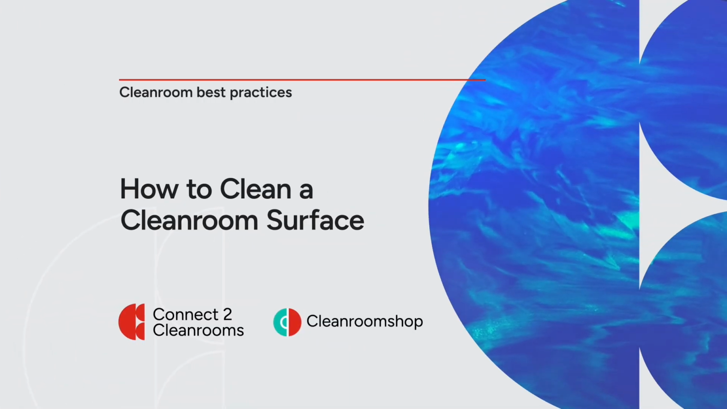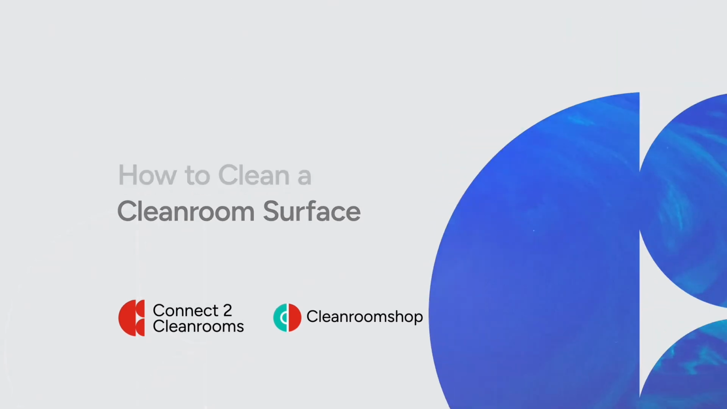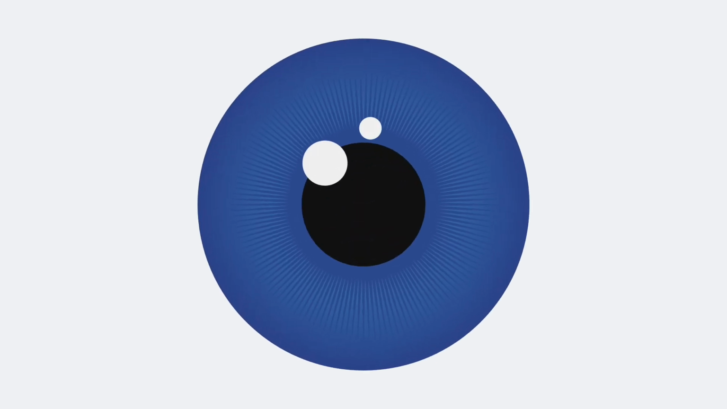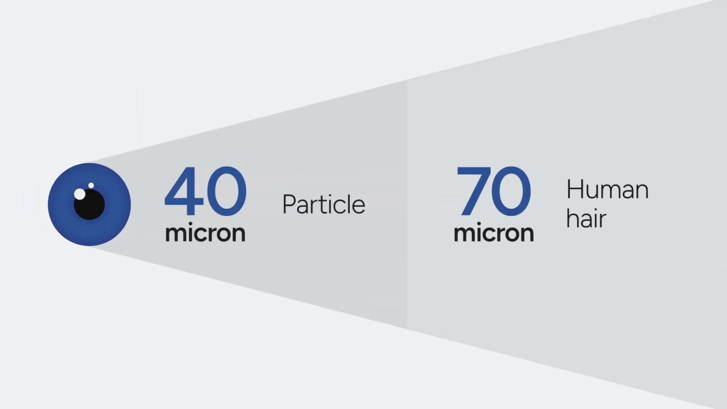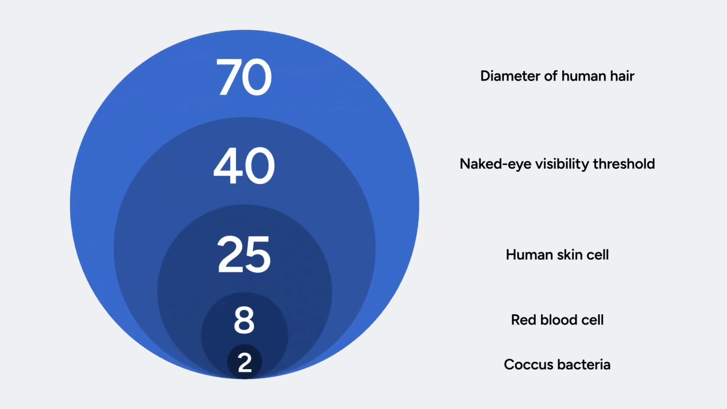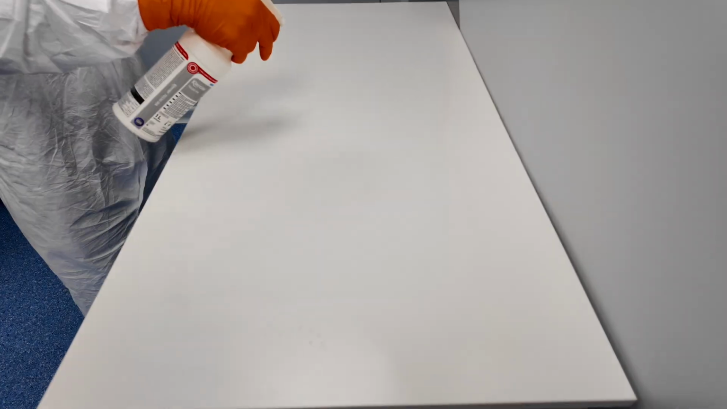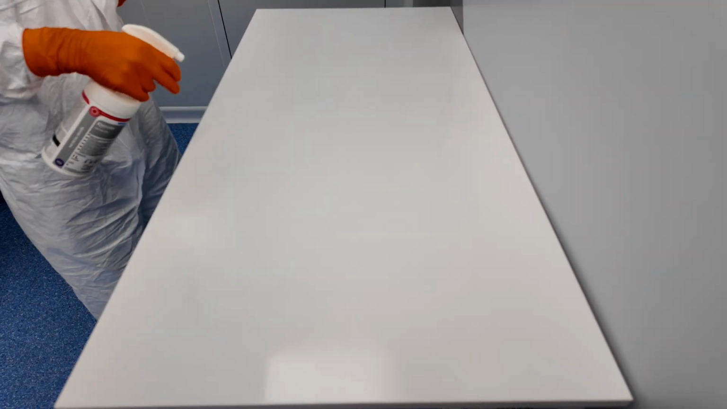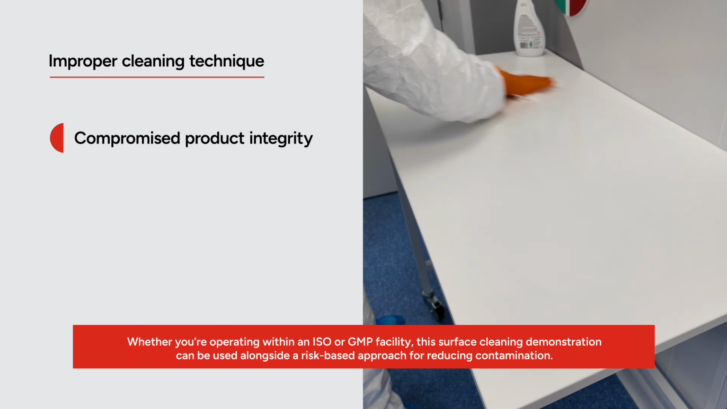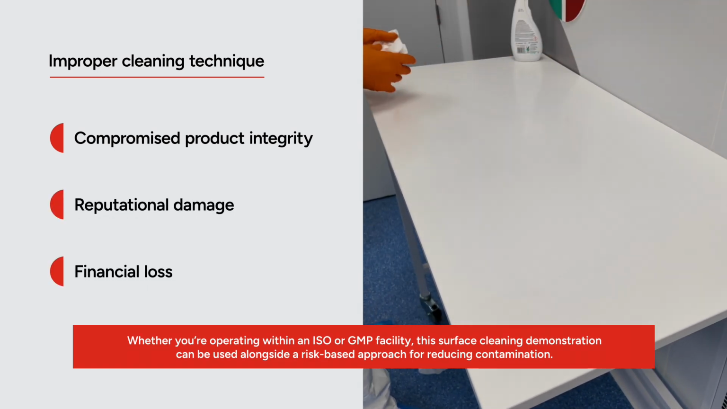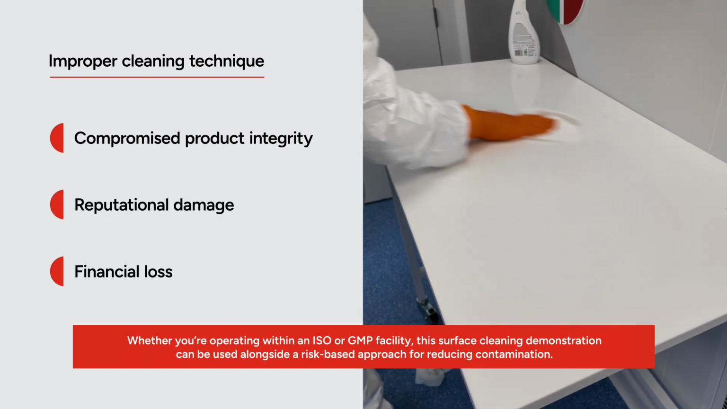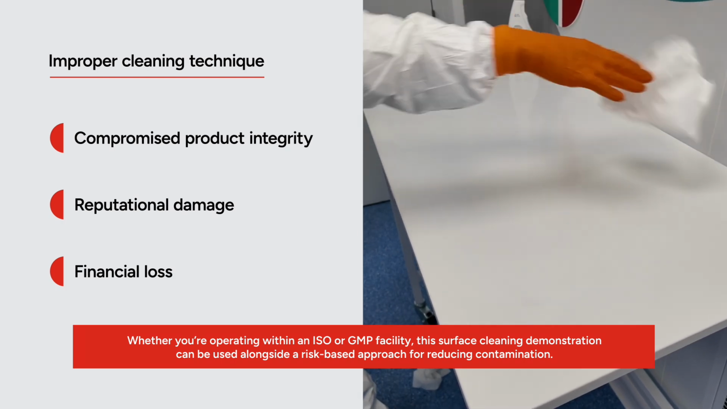In this video, we'll be demonstrating the proper technique and appropriate tools to effectively clean your cleanroom surfaces. The human eye can typically only detect particles larger than 40 microns in size. Many particles of concern within a controlled space are far smaller than what we can actually see. So when it comes to cleanroom cleaning, strict and methodical cleaning protocols are key to maintaining high standards of contamination control. Improper cleaning techniques can have serious consequences, including compromised product integrity, damage to reputation, and significant financial loss.